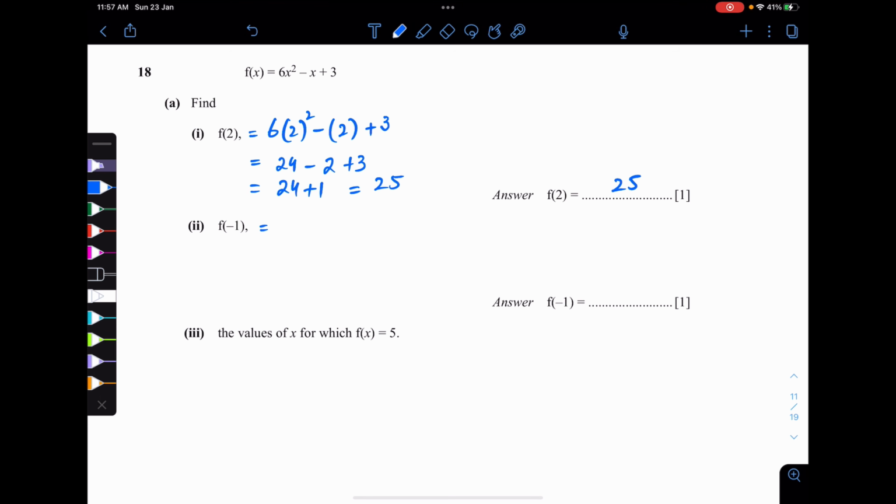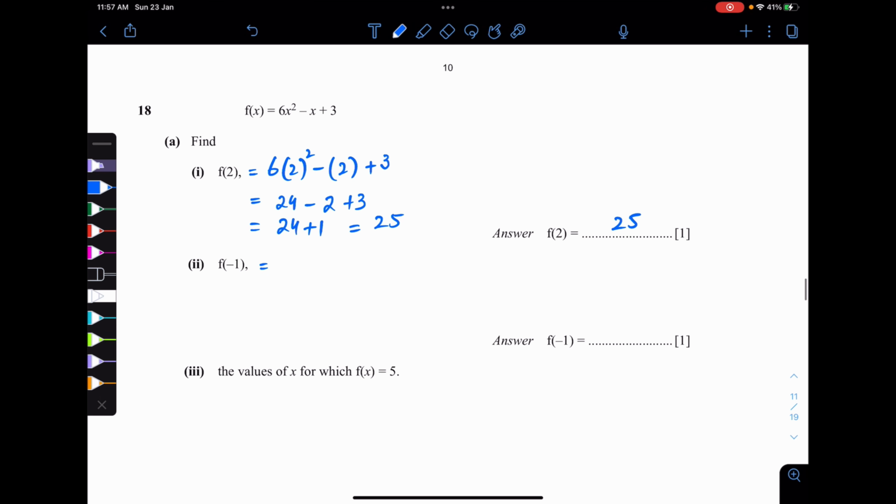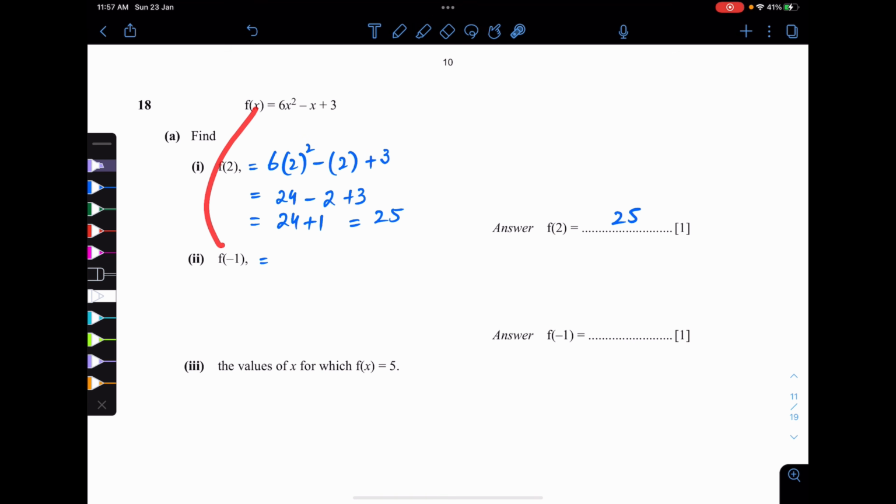The second part is also simple. It's requiring us to put negative 1 in the function f. So let's do that. So 6 times negative 1 squared minus negative 1 plus 3. So this is 6 times 1, which is 6, plus 1 plus 3, and this would be equal to 10.